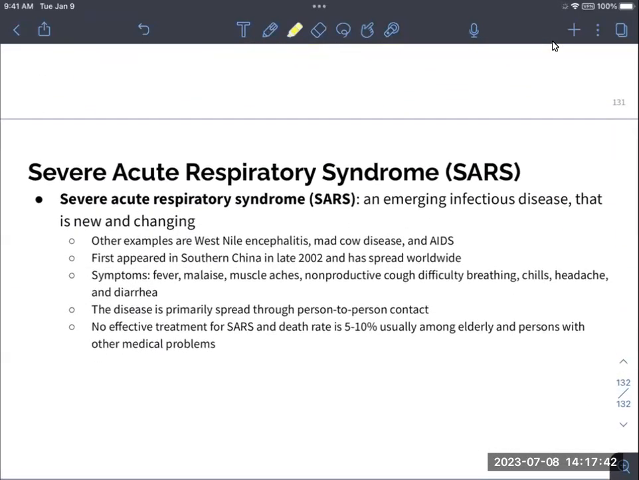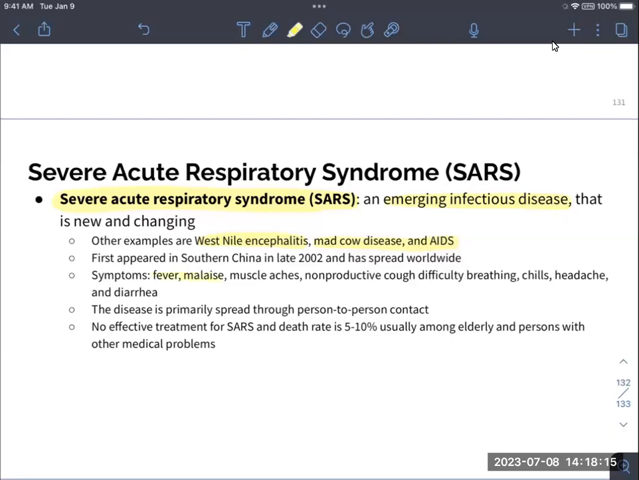Severe acute respiratory syndrome, or SARS. This is another emerging infectious disease. It is new, and just like COVID, it is changing. West Nile encephalitis, mad cow disease, and AIDS are other examples of emerging infectious diseases. It first appeared in China in 2002. I remember this. It spread worldwide.